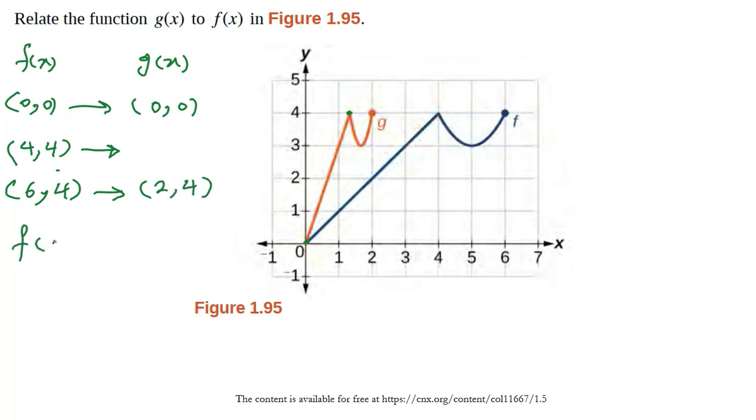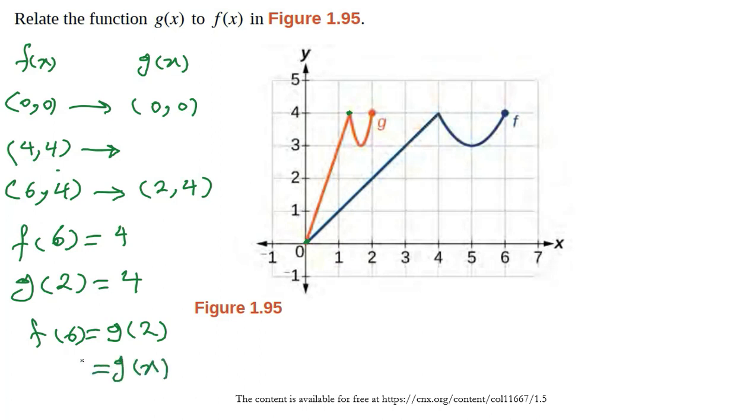So f of 6 is equal to 4. G of 2 is also equal to 4. So f of 6 is equal to g of 2. So 6 is equal to 3 times 2, right? G of x is equal to f of 3x. So the graph is compressed by a factor of 1 over 3.